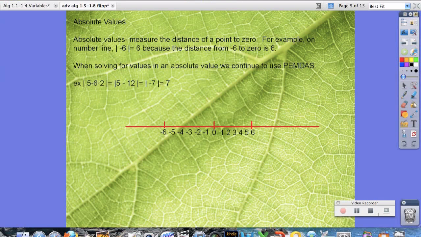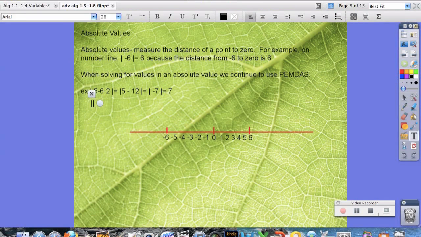So a quick example that's slightly more spicy would be the absolute value of 5 minus 6 times 2. Now notice it's still PEMDAS, so we have 5 minus 6 times 2, and 6 times 2 is 12. And 5 minus 12, the absolute value of 5 minus 12 is negative 7, and lastly, the absolute value of negative 7, again, it should always equal a positive number, is 7.